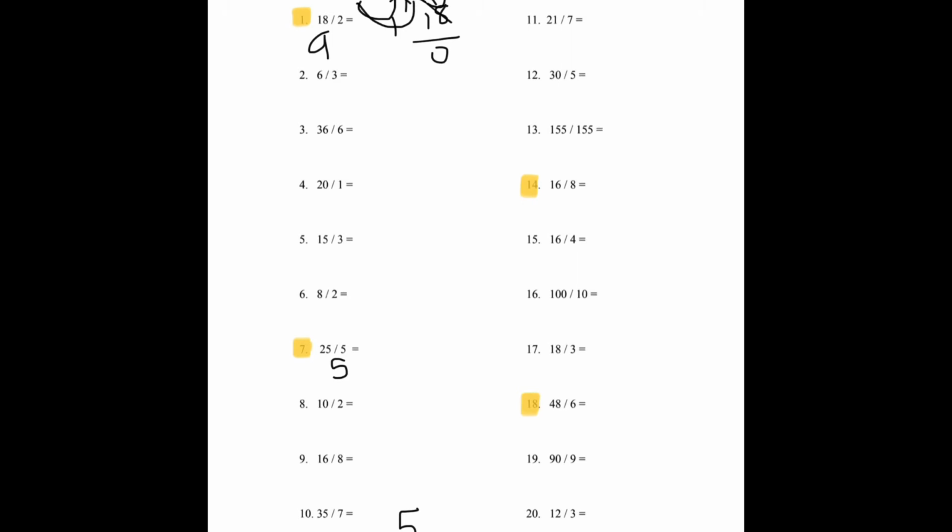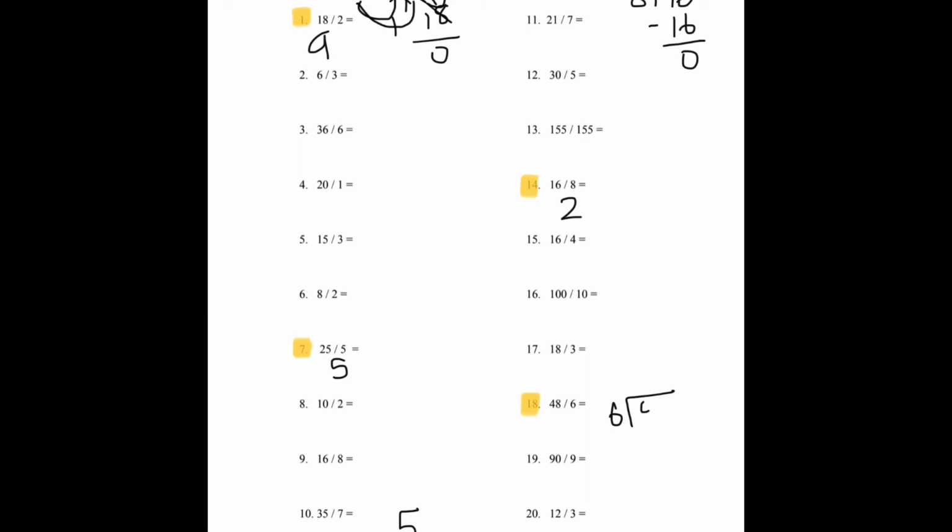Okay, 16 divided by 8. So it's 8 divided by 16, and you see if 8 goes into 1, it doesn't, and it goes into 16. It goes in twice, so 8 times 2 is 16. You subtract it, which equals 0, so this one is 2.